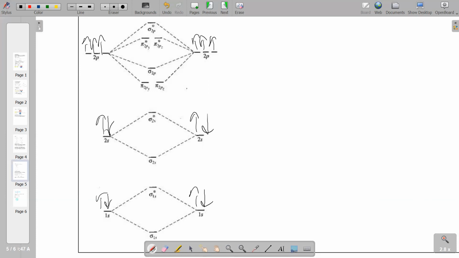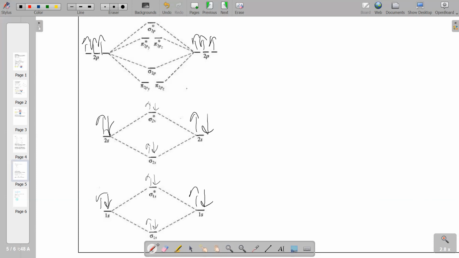So looking at it, down here, I've got enough to fill the bonding and the anti-bonding. So no bond there with the 1s. It's not in the valence shell, so I wouldn't expect it to. But the same with the 2s. The 2s's aren't bonding. So my bonds must be happening up there in the 2p.